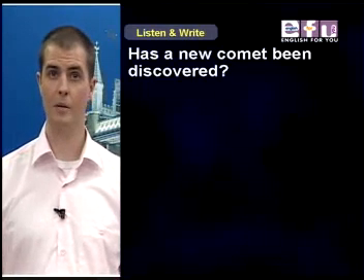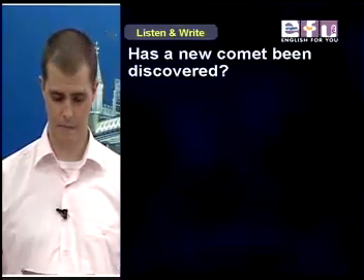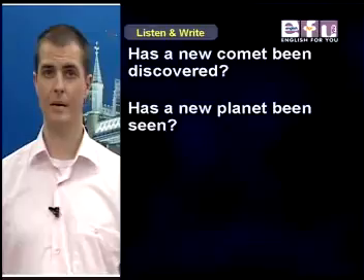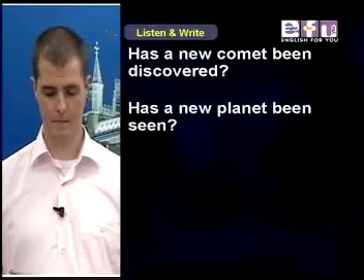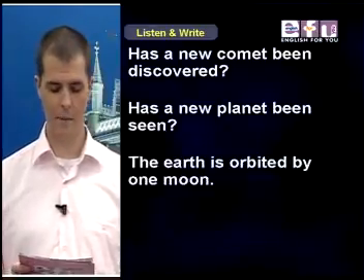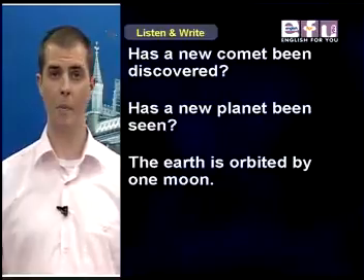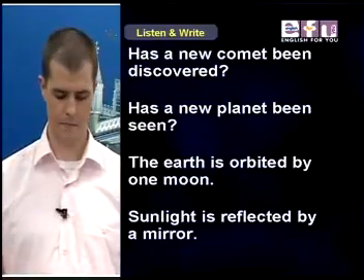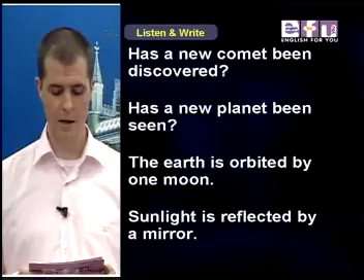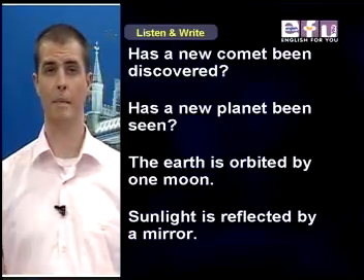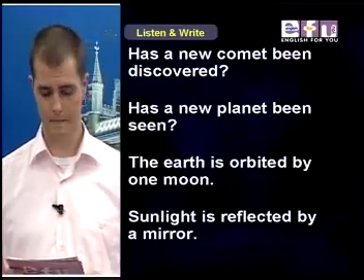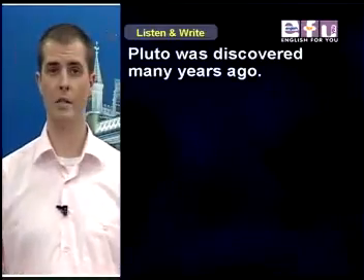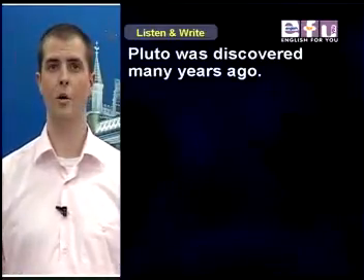Number 1. Has a new comet been discovered? Number 2. Has a new planet been seen? Number 3. The Earth is orbited by one moon. Number 4. Sunlight is reflected by a mirror. Number 5. Pluto was discovered many years ago.